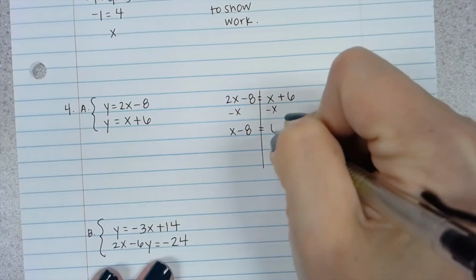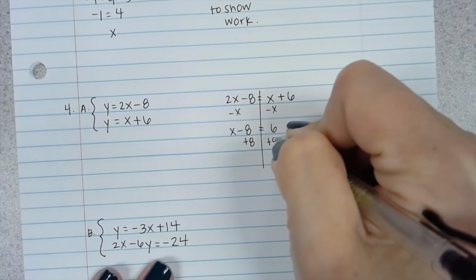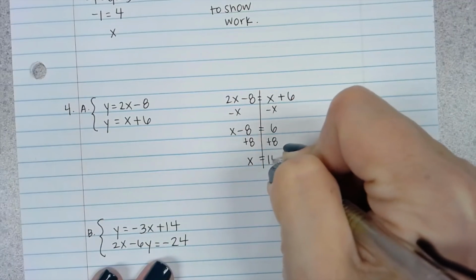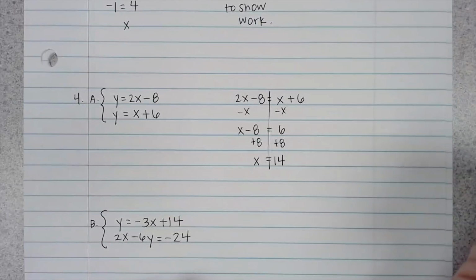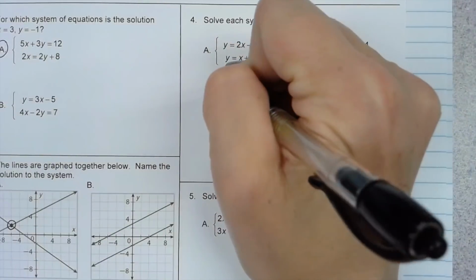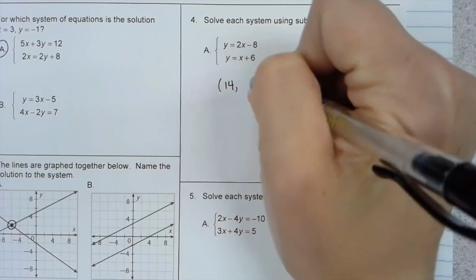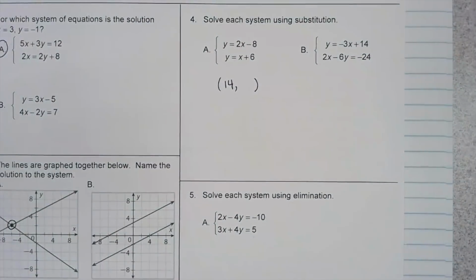So I'll subtract the x from both sides. I'll add the 8 to both sides. And so I'll get x equals 14. That means that the answer to this question, switching back to the other page, is going to be 14 comma something.